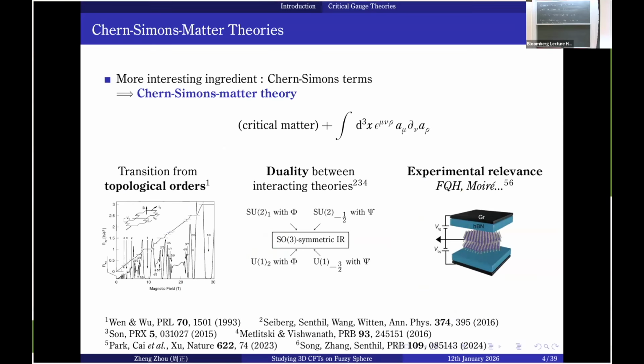So to make things even more interesting, we can add a Chern-Simons term to the dynamical gauge fields. This gives us the Chern-Simons-Matter theories. These Chern-Simons-Matter theories describe transitions between or out of topological orders. Theoretically, they host dualities between different interacting theories. And experimentally, they are also very relevant to, for example, the fractional quantum Hall systems or the Moiré materials.